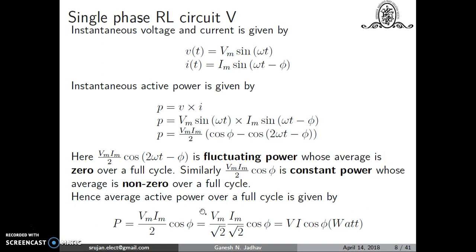Hence, the average power of the Vm Im by 2 cos(2 omega t minus phi) term is 0, where the other term is a constant. So the average power P, capital P, is equal to Vm Im by 2 cos phi. Splitting this 2 into root 2 into root 2, we get Vm by root 2 and Im by root 2, which is nothing but the RMS values. So P is V into I into cos phi. That will be the power consumed by the AC circuit.